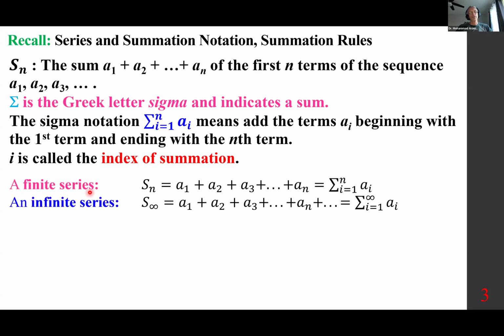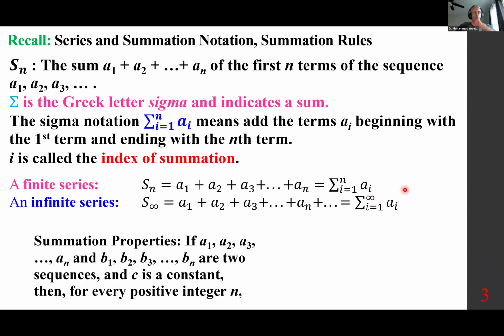A finite series, S sub n equals a sub 1 plus a sub 2 all the way to a sub n, is the summation of i going from 1 to n of a sub i. An infinite series is basically the same thing, but we never stop: summation of i going from 1 to infinity of a sub i.